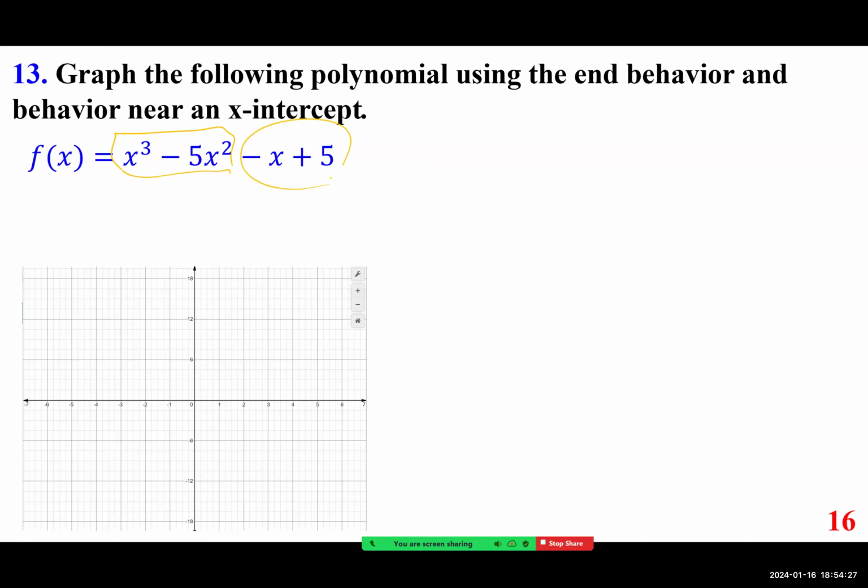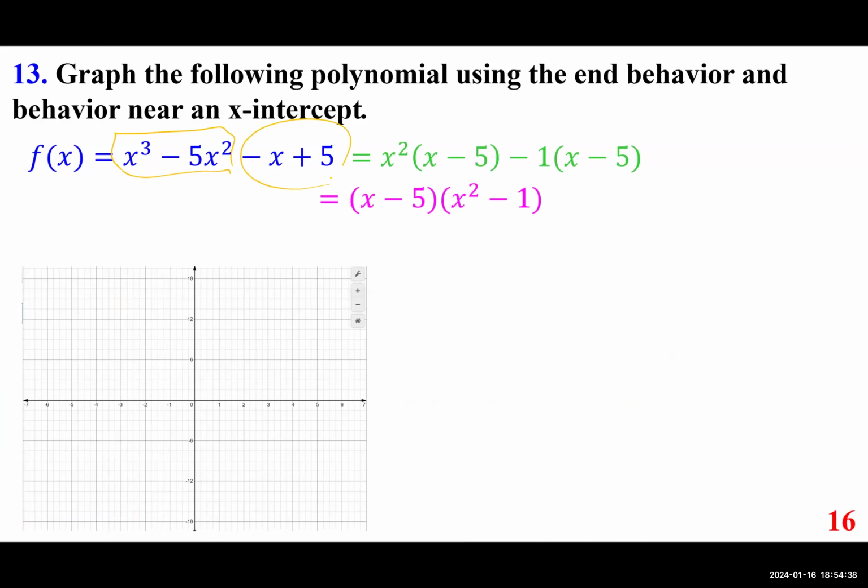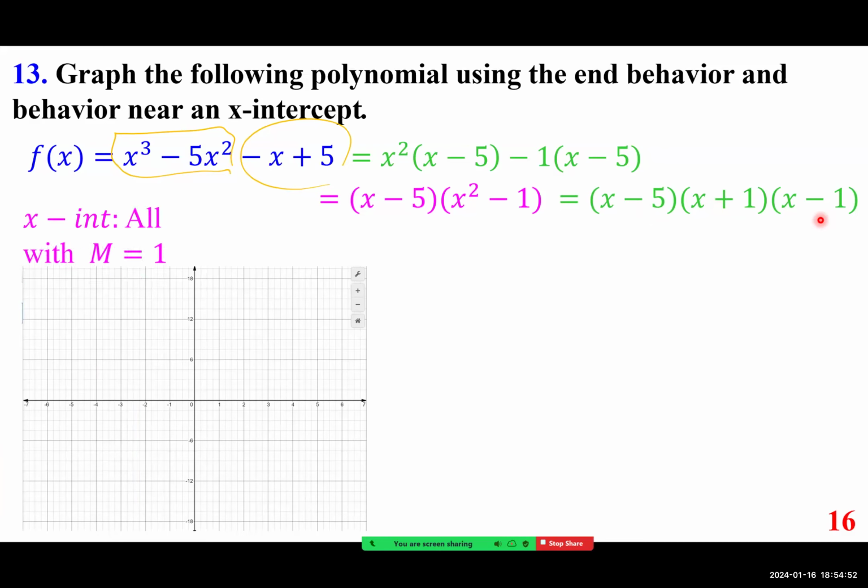And for these two, I just take a negative 1 out. So it becomes x minus 5 times x squared minus 1. I'm assuming everybody's comfortable with basic factoring, and x squared minus 1 is x plus 1 times x minus 1. We write all of it. And so we have 3 zeros: at x equals 5, at x equals negative 1, at x equals positive 1. And all of them have multiplicity 1. That means when the function gets to those points, it just simply crosses the x-axis because the multiplicity is odd. Any number that is odd, of course, 1 is an odd number.